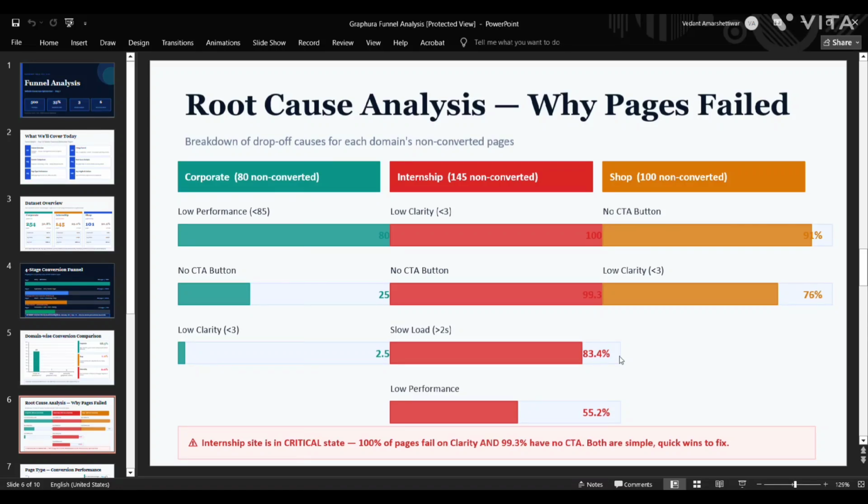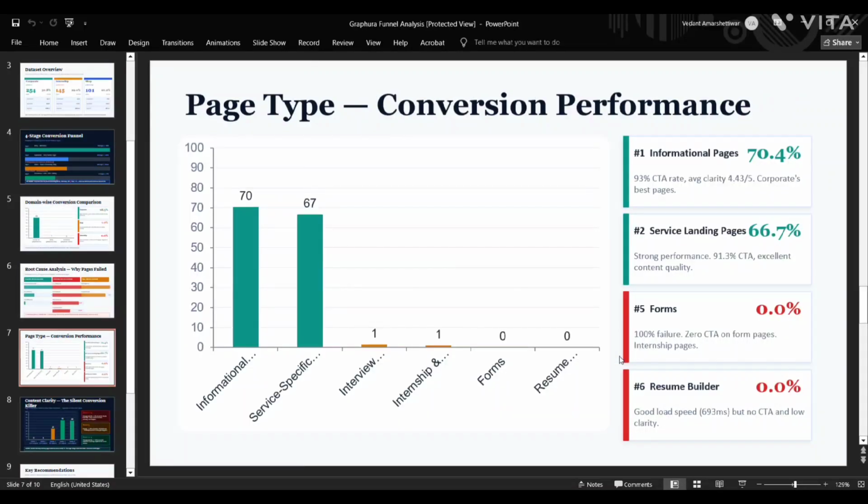In shop, 91% of pages have no CTA and 70% have low clarity. Load speed is already good, and so fixes are primarily content and design related. So basically, we have also covered page type performance.